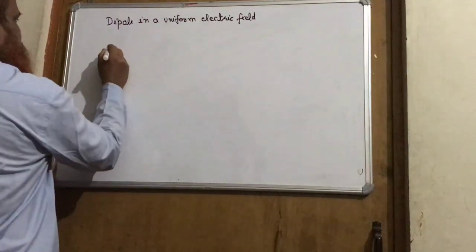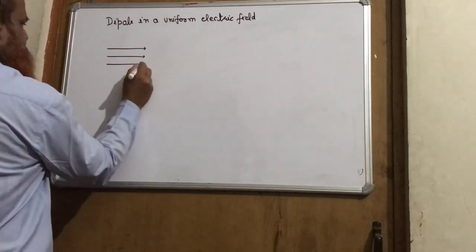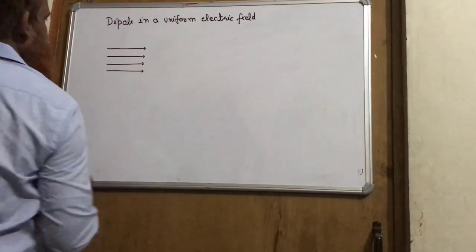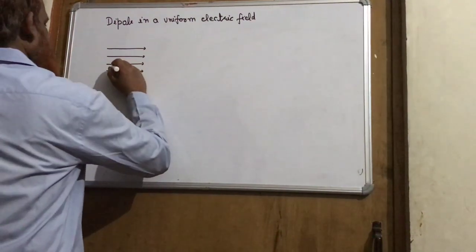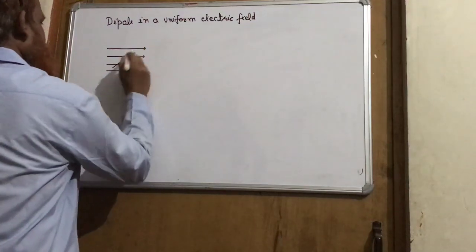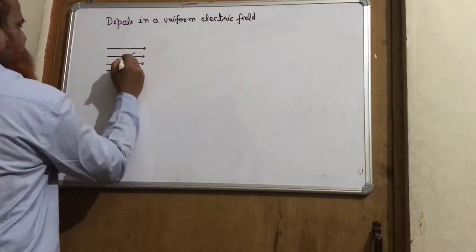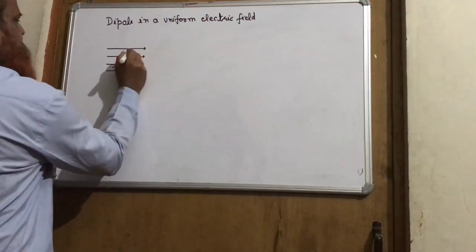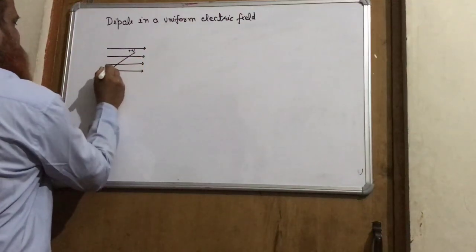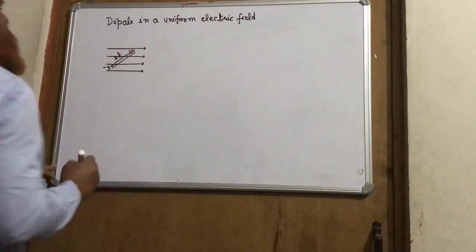A uniform electric field can be shown by parallel, equally spaced lines. So, do you know what a dipole is? A dipole is a system of two equal and opposite charges placed at some distance. Let a dipole be in a uniform electric field, with plus q at this point and minus q here, and the separation is 2L or 2a.